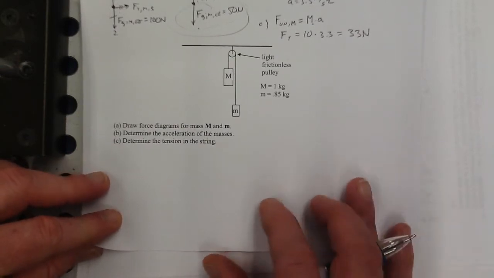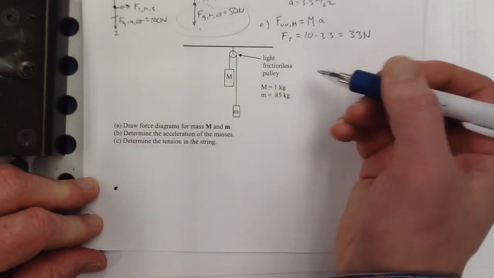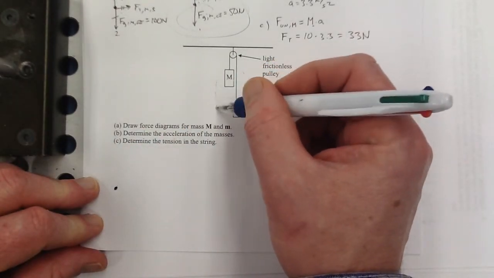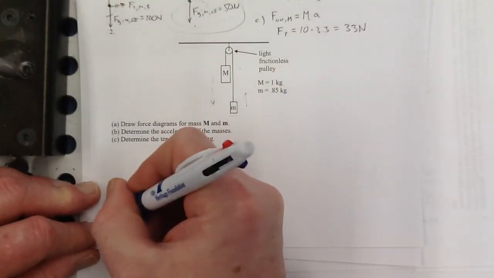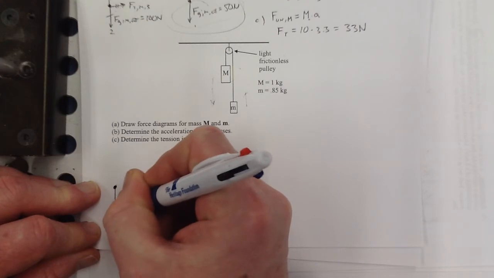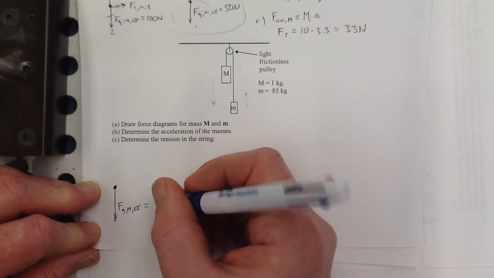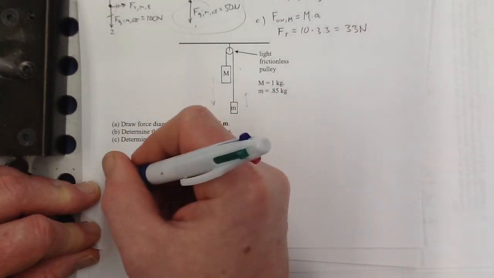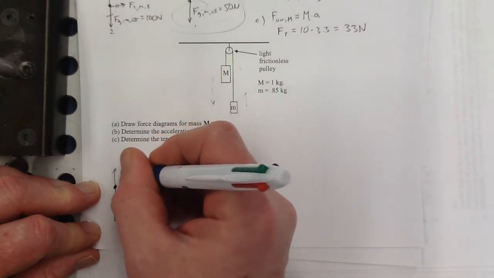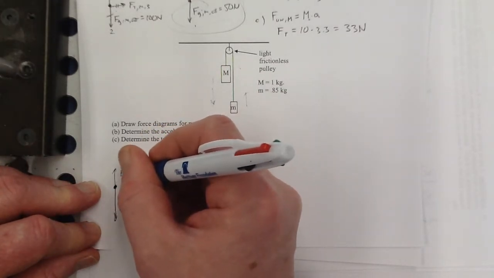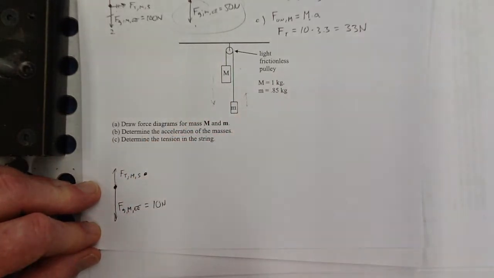Number 2, force diagrams for these. So this one's bigger, so it's going to accelerate this way. This is going to accelerate that way. So here, that means I've got the force of gravity on big M from the entire Earth is 1 times 10, is 10. And I know that that's winning because this is going to accelerate down. So that means that force of tension must be smaller. So I don't know what that's equal to. I'm not going to write the equal sign.